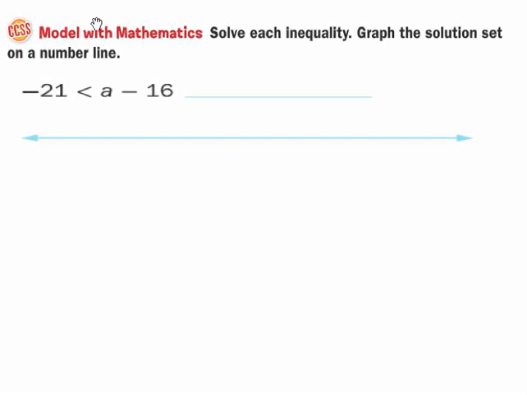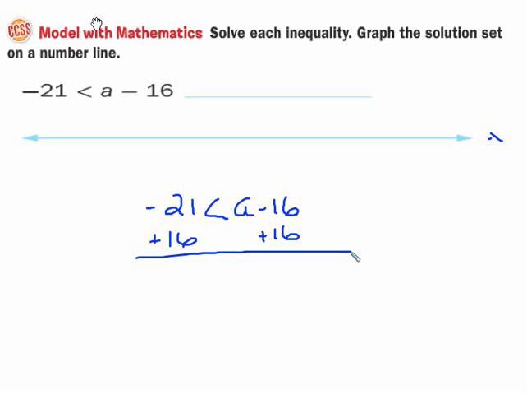Let's do another one. Negative 21 is less than a minus 16, and in this case, again, we are going to graph, so I'm going to use this number line that's up here, but I'm going to rewrite my inequality down here. So negative 21 is less than a minus 16. I'm going to add 16 to each side. That's going to give me negative 5 is less than a. I'm going to rewrite my inequality. That's going to be a is greater than negative 5. I'm going to go to graph.